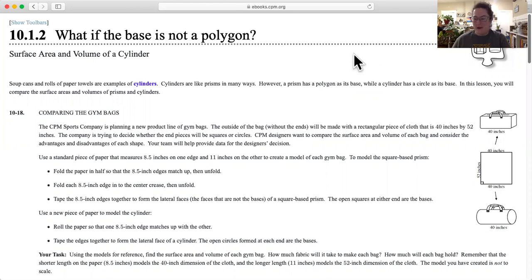So I don't know if any of your parents were younger in the 90s, but there was a TV show that was called Zoom when I was growing up, and they would do different science experiments and different things like that.